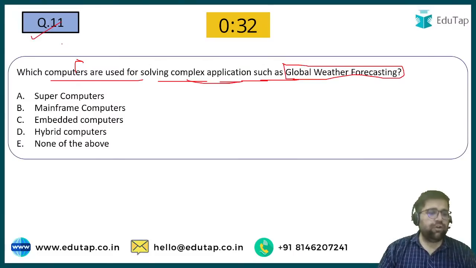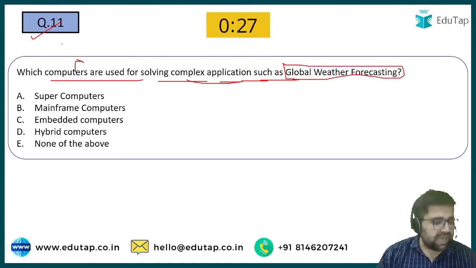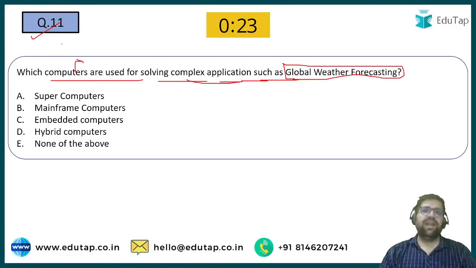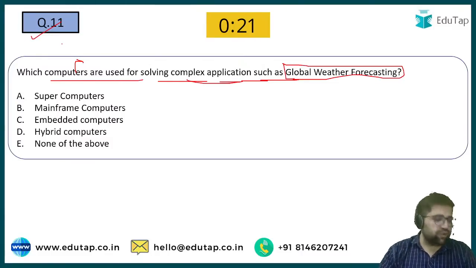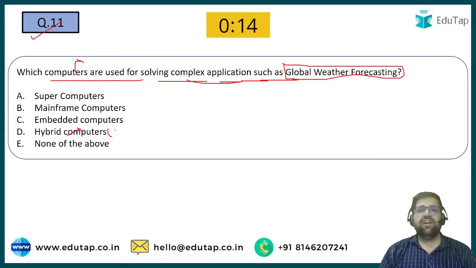Question number 11 on your screen. Question number 11. I am checking the chat box. 11 people are saying supercomputers. All these questions, mind you, they are based on your previous year questions only. Okay. Hybrid computers. Hybrid computer is not the correct answer. For hybrid computers the keyword will be analog plus digital, which we have already discussed.